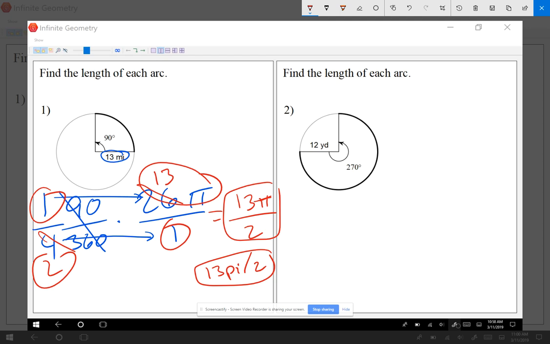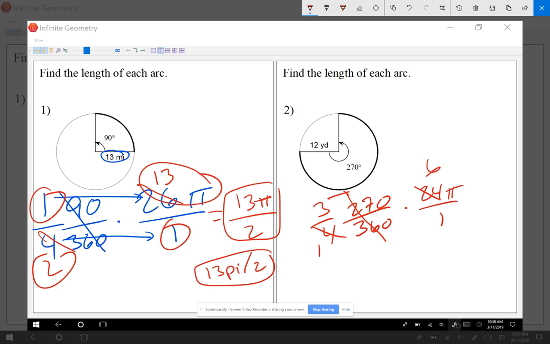Looking at number 2, I'm going to go 270 out of 360 times, since the radius is 12, I'm going to say the distance around the circle is 24 pi. Right? Radius times 2. 270 over 360. Let me divide each by 90. 3 over 4. The 4 and the 24, let me divide each by 4.